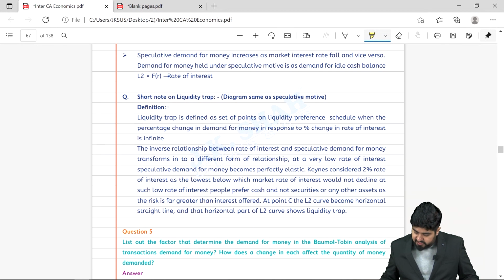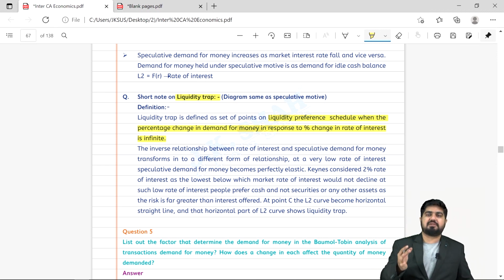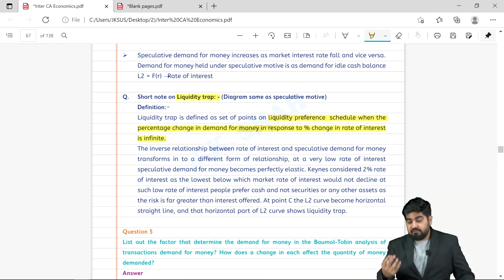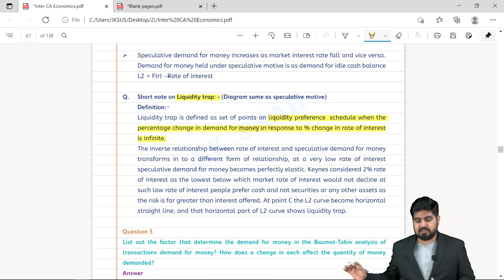Friends, the last part in this: what do you mean by liquidity trap as shown in the diagram? Liquidity trap is defined as the set of points on the liquidity preference schedule where the percentage change in demand for money in response to a percentage change in interest is infinite. That means at that interest rate we will not be interested in investing, we will withdraw our money. If we withdraw our money, that means what? It will be perfectly elastic.